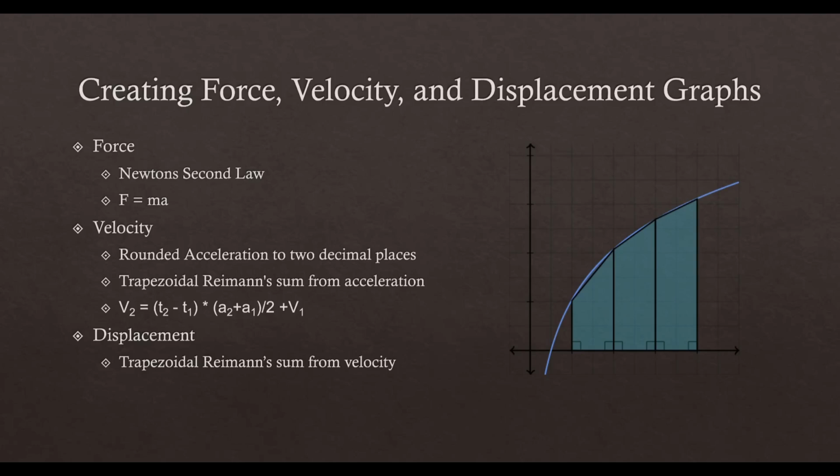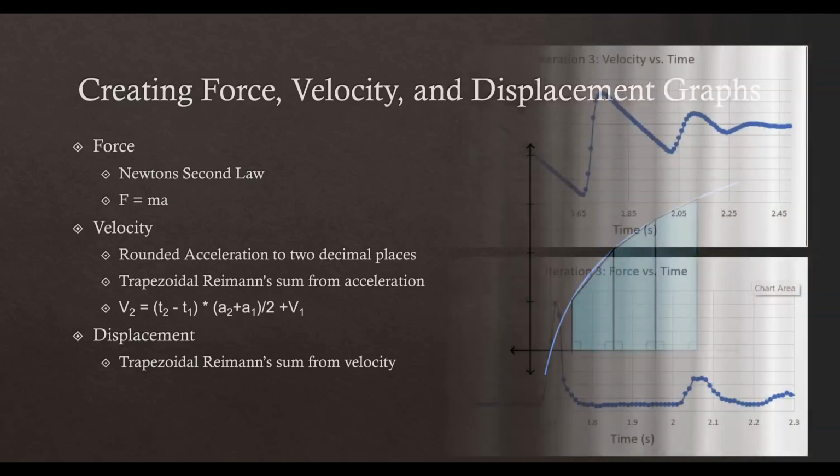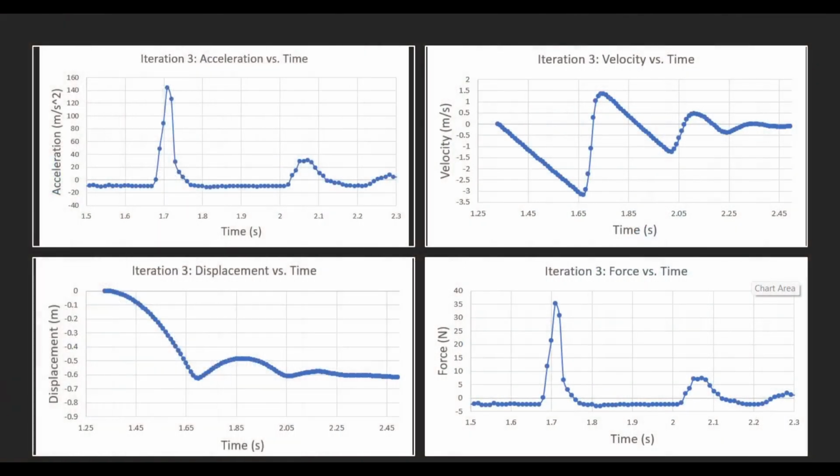And similarly, to get displacement, we did a similar trapezoidal Riemann sum integration technique, only this time we did it over the velocity data, and that integration of velocity gave us displacement. And so here you can see our graphs for the requested data.